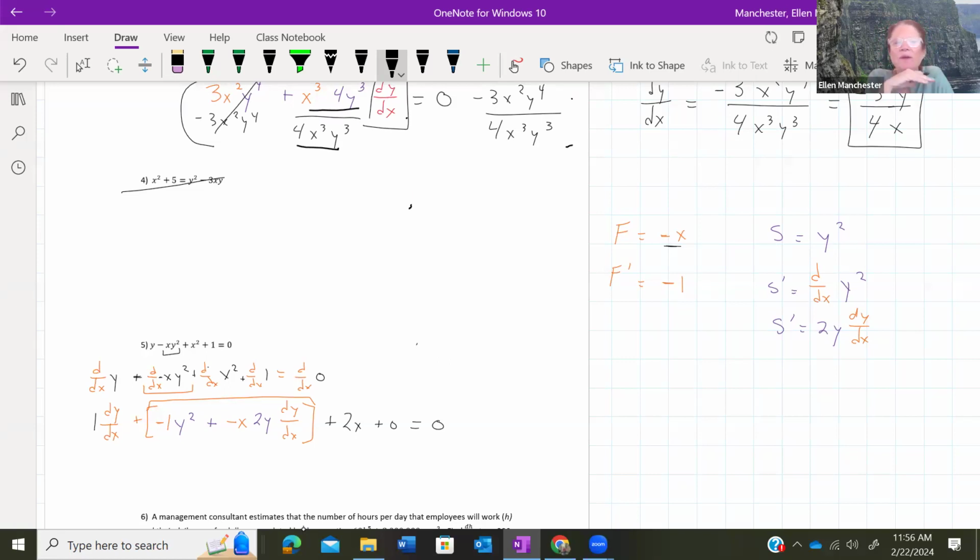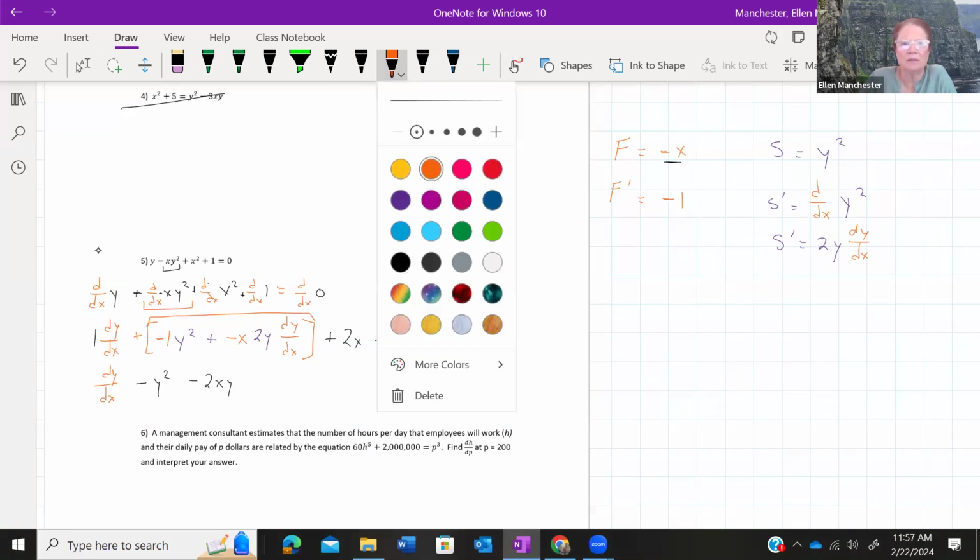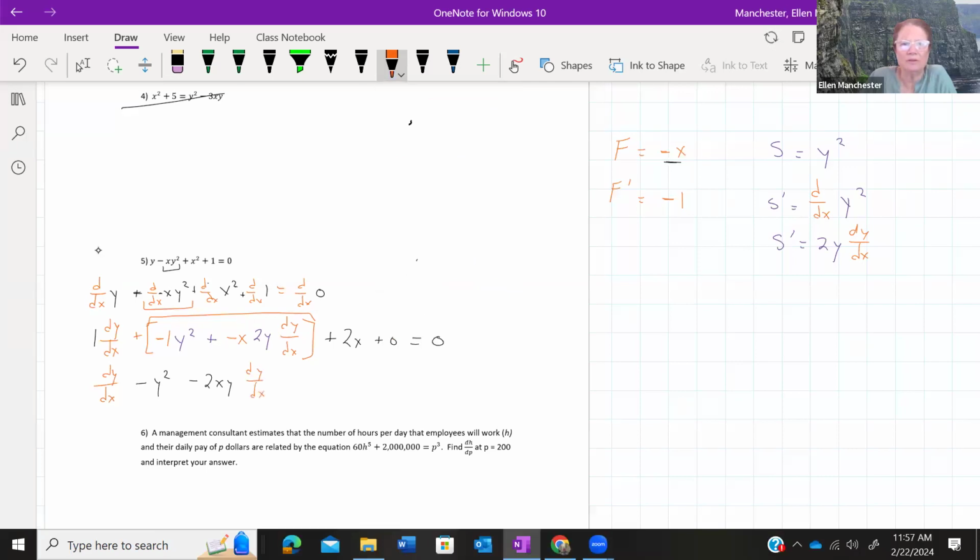So all of a sudden now we have 2 dy dx's. Okay, now that's a problem because we want to solve for one of them. So what I'm going to do is clean this up a little bit so that it looks a little cleaner. So we have dy dx. 1 times dy dx is just dy dx minus y squared, minus 2xy dy dx plus 2x equals 0. Okay, so I just kind of cleaned it up a little bit. And again, all I did is rearrange that where the 2 is in front.